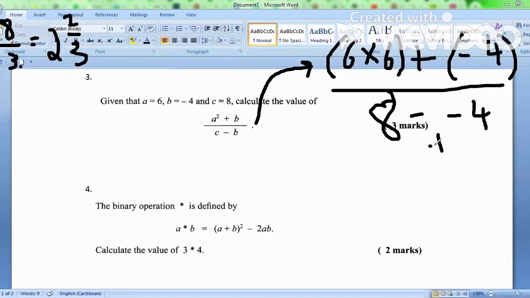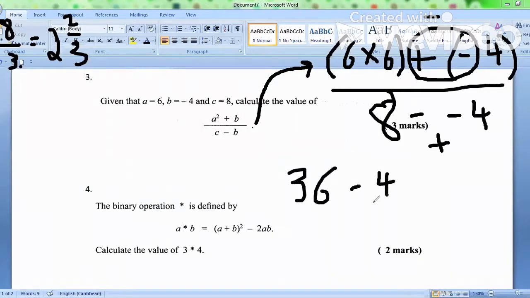Right. Very good. Also up at the top here, those 2 signs will give you a negative, not true? Yes, sir. So 6 times 6 is 36. Subtract 4 over 12. And what's 36 minus 4? 32. So it's 32 over 12.